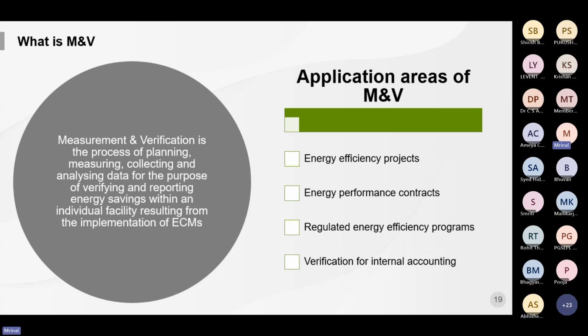So what are the areas in which M&V is applicable? So M&V is mainly applicable to all the energy efficiency projects. See, in the past, there were many projects where M&V was not a part. So those projects have faced difficulty in claiming the saving and other things. This is why many government agencies, or any agencies which are working on a larger scale, always put M&V as a part of the project.